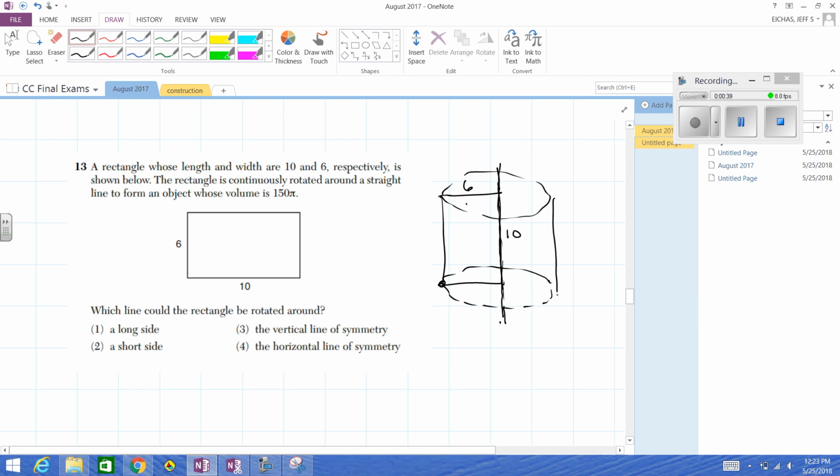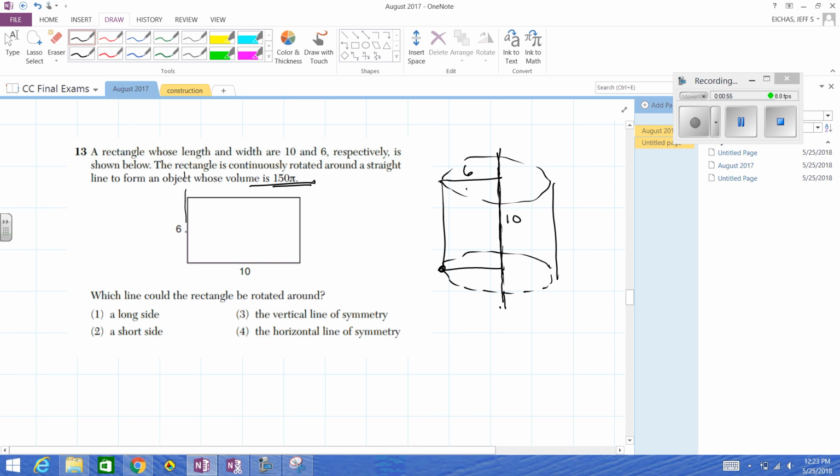Now, if they give us the volume, what they're essentially asking us is, what did we rotate around? Was it one of the sides? Because, of course, if we rotate around the 6, then we get a radius of 10, believe it or not. If we rotate around that, we get a much bigger radius. So we could get a radius of 10, we could get a radius of 6. So we've got to test these until we figure out which one it is rotated around. And the only information I know is that we need 150 pi.